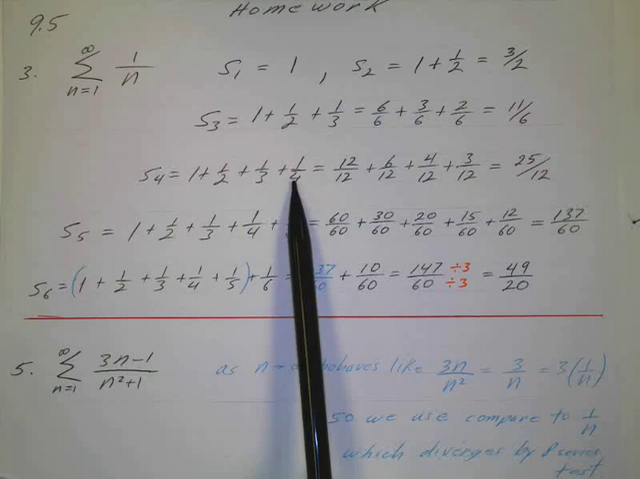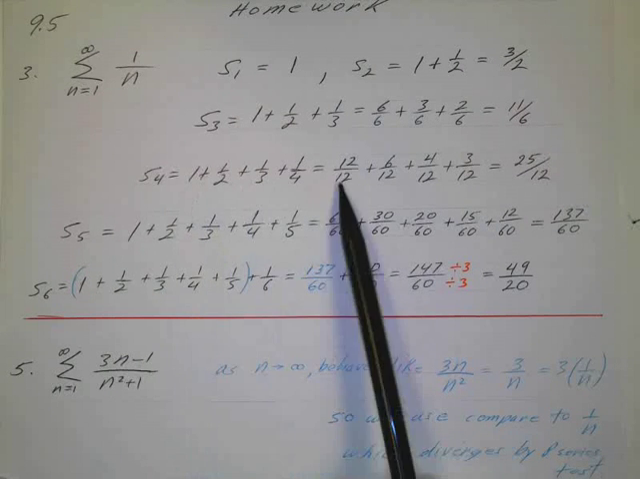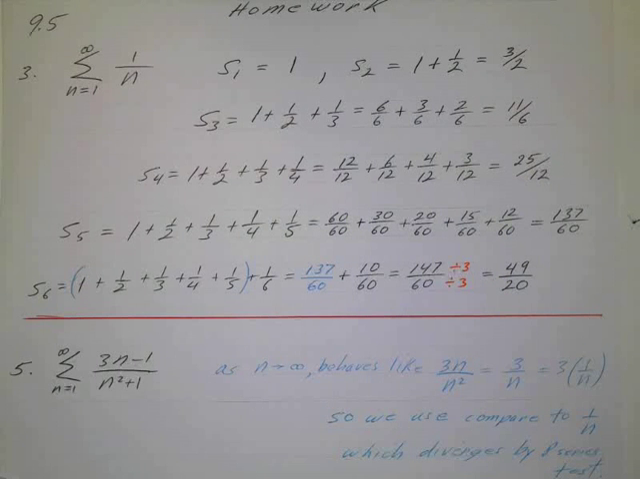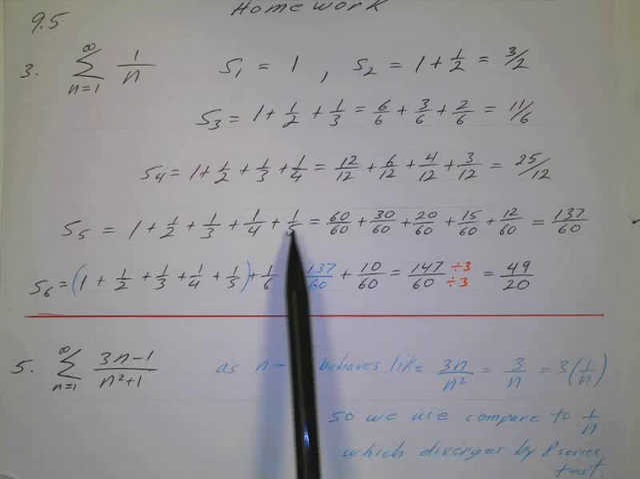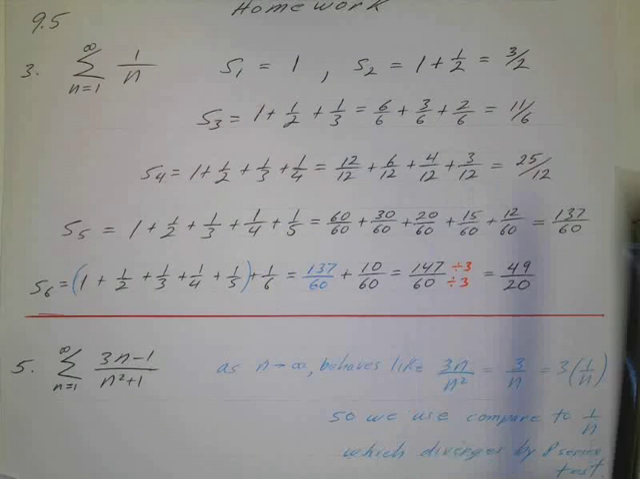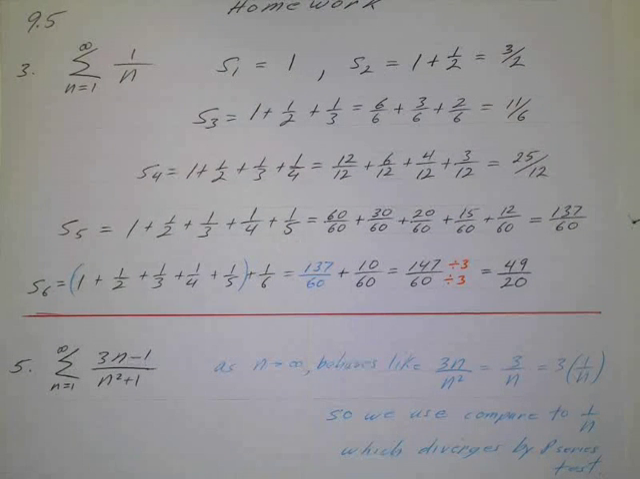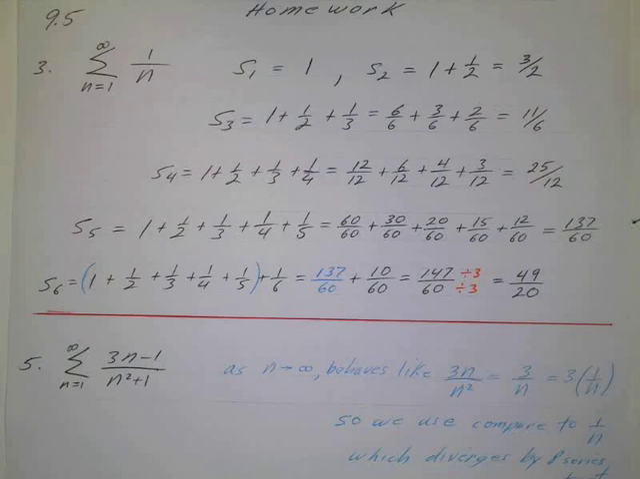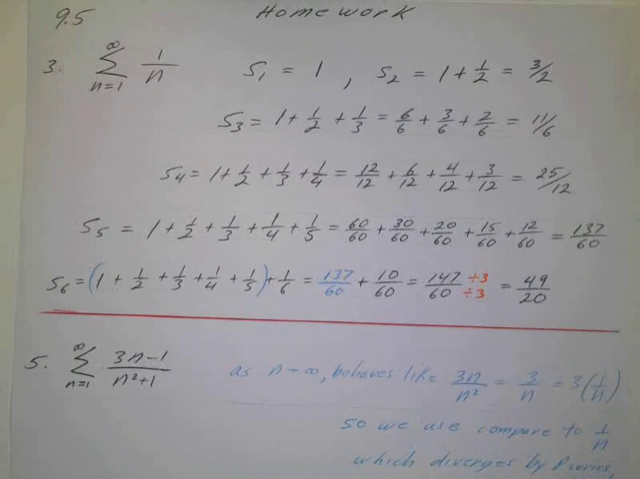S of 4 would be 1 plus 1/2 plus 1/3 plus 1/4. And the LCD for all these is 12, so you put everything over 12, and it's not that difficult. S sub 5, so we add a 5, so 5 times 12 is 60, so that's going to be our LCD. It just happens to work out that way. So it's not so hard to put everything over 60, and we get 137 over 60 if you add those up.